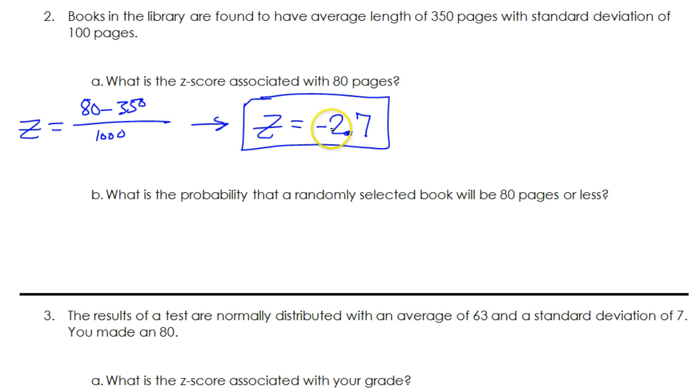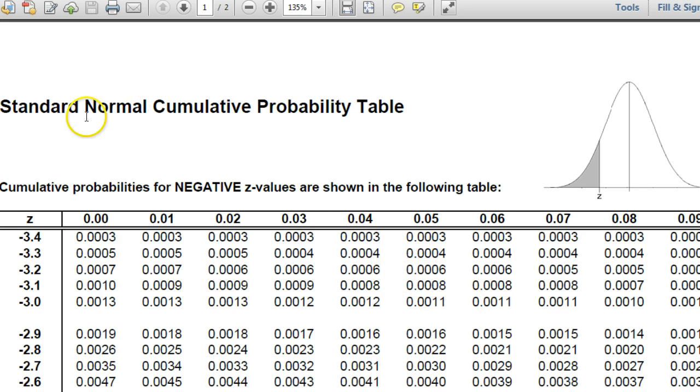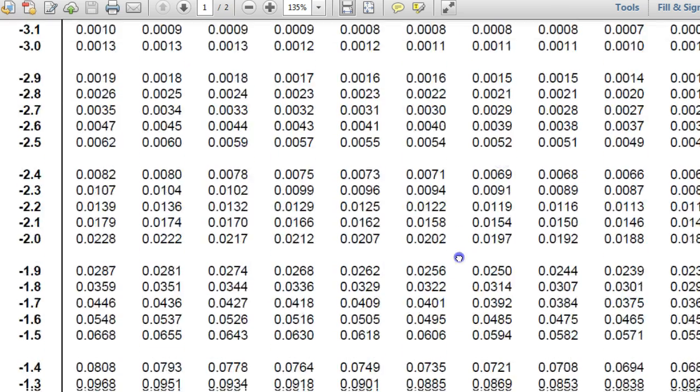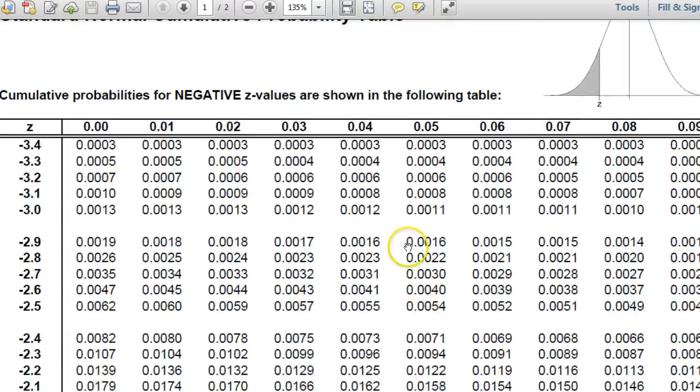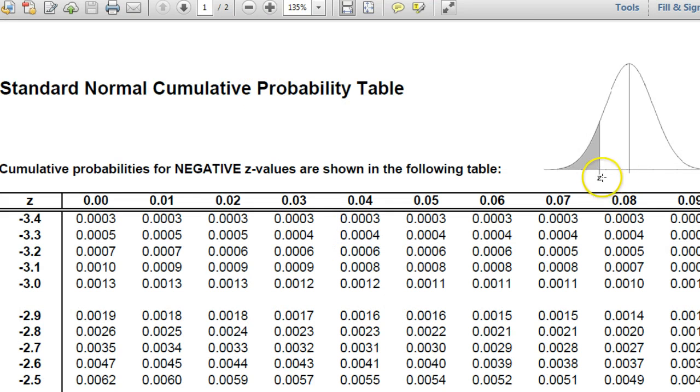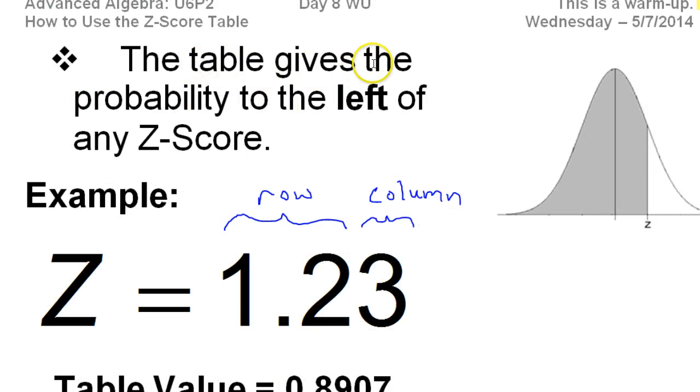Well, to turn this z-score into a probability or percentage, we need to look at a table of z-score values. This is called the standard normal cumulative probability table. It is a table of percentages. The way this works is if you give me a z-score, this chart tells you what percentage of the data is less than that particular z-score. The table gives the probability to the left of any z-score.